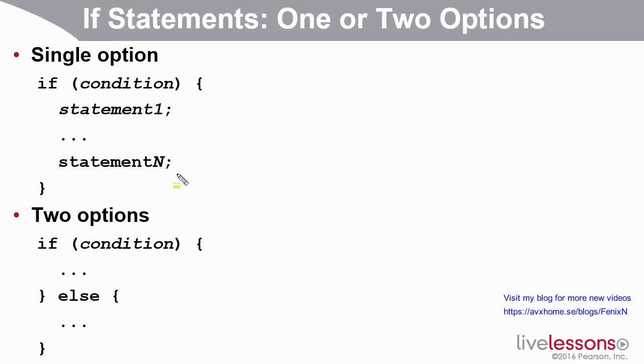The second simplest version is with two sets of options. You supply a condition like x is greater than 7 or d is not equal to 9. If the condition is true, then the first set of statements is executed. If the condition is false, the second set, the set inside the else block, is executed.